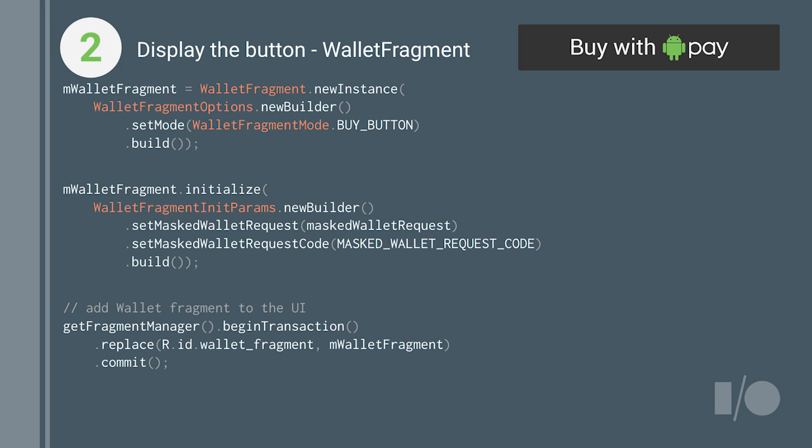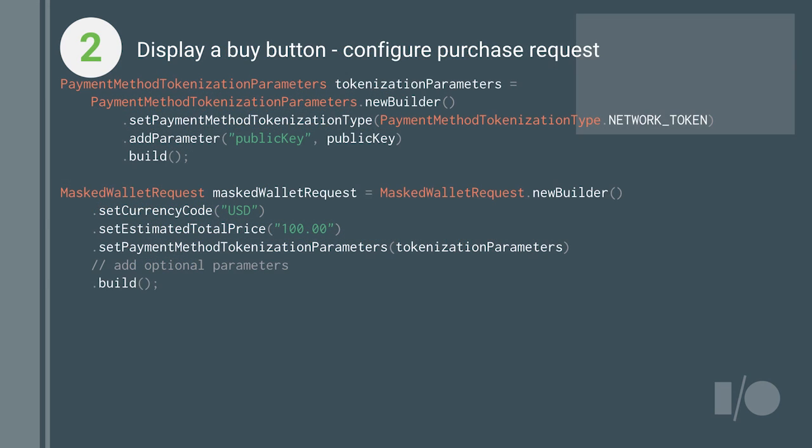OK, so let's dive a little deeper into the MaskedWalletRequest. The MaskedWalletRequest contains several parameters that can be used to customize our flow to the needs of your app. The only three required ones are the ones shown here on the screen. The first one is the currency code. The second one is the estimated total price. And the third one is the tokenization parameters.